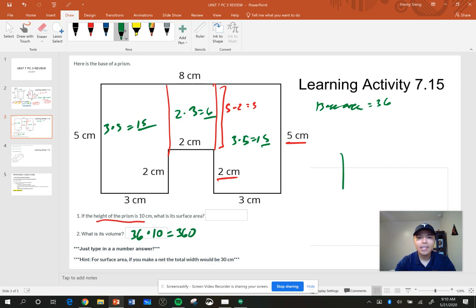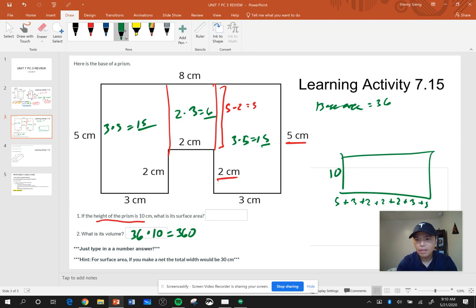If I was to get that net, again, that's when I unravel everything. I still have this height of 10, so I'm going to say that's my length. My width is going to be the perimeter, or everything around this shape, right? So you have to add all those numbers together. So we're going to do 5 plus 3 plus 2 plus 2, and so on. Okay, you add all those together. I get 30. So this should be 30 times 10, which is 300.